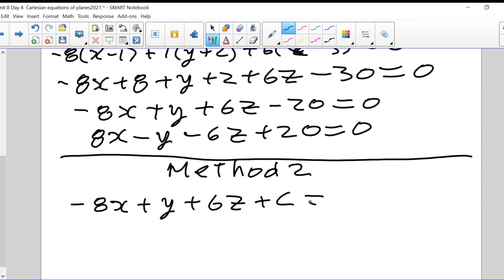Plus c is equal to 0. Okay? And then, what do you think I'm going to do next? Once I've done that, I need to find the c now. Yes, Sia, go.